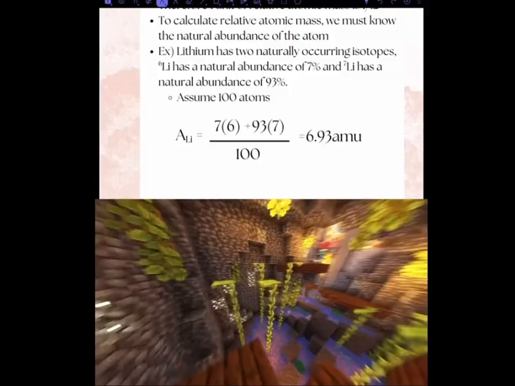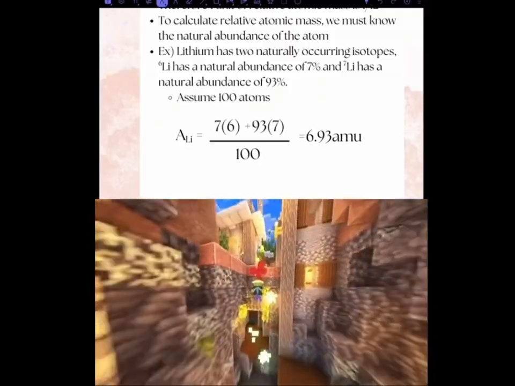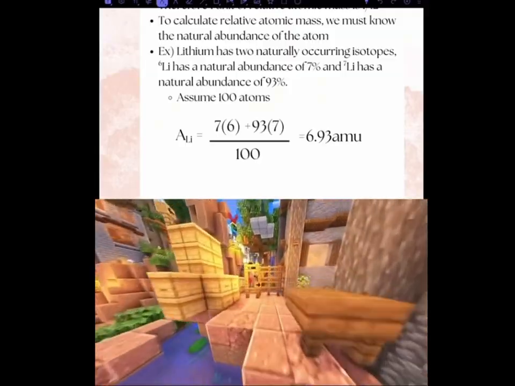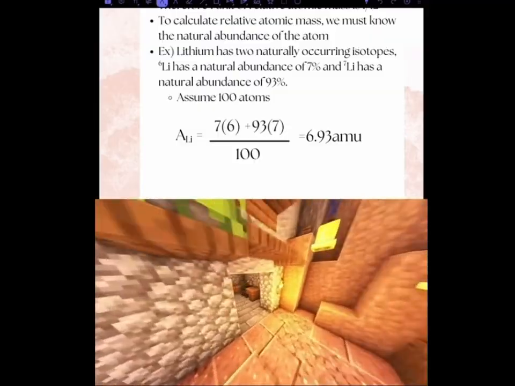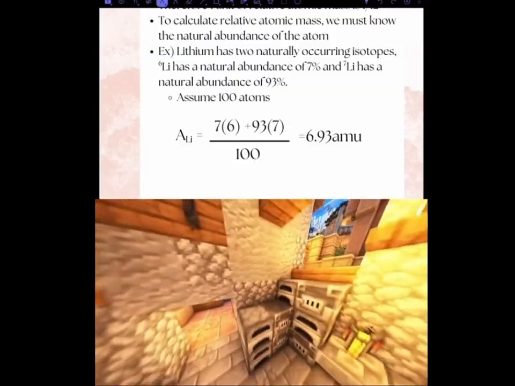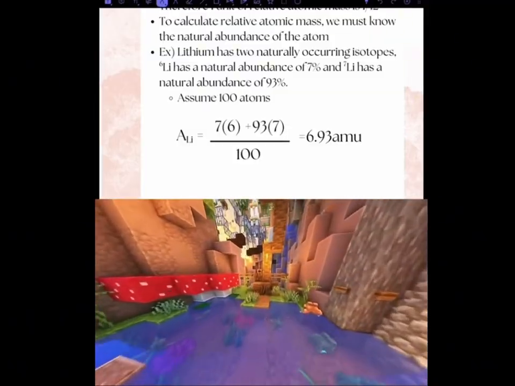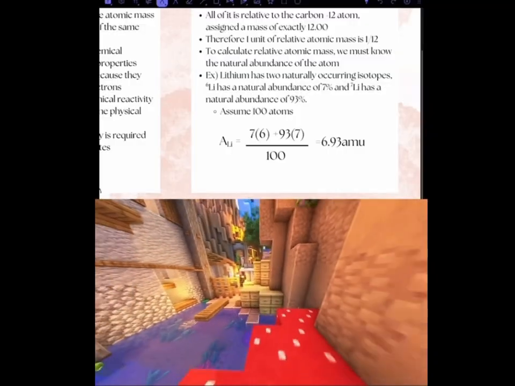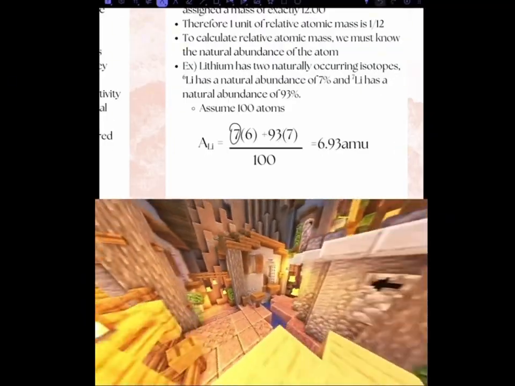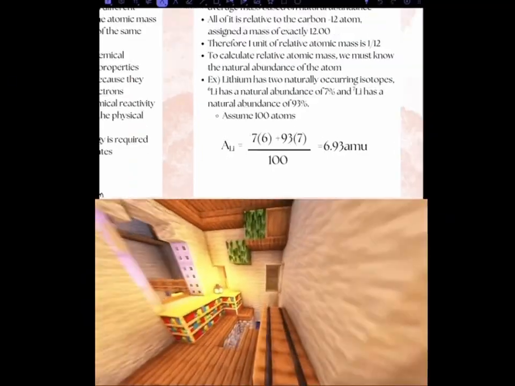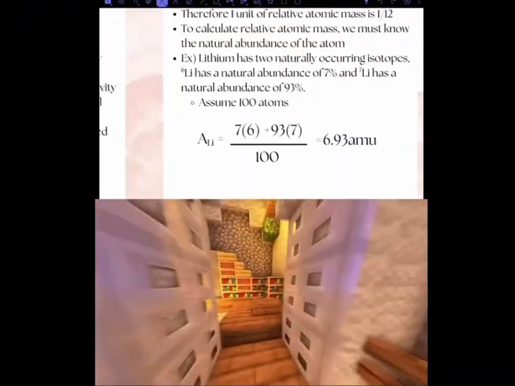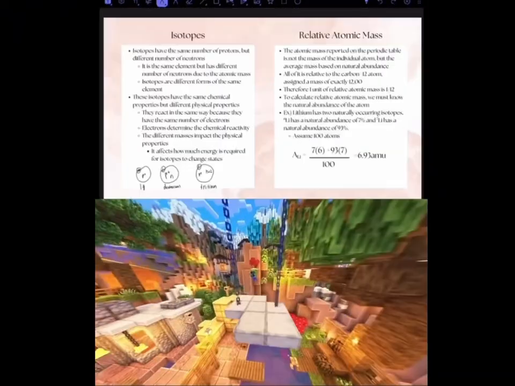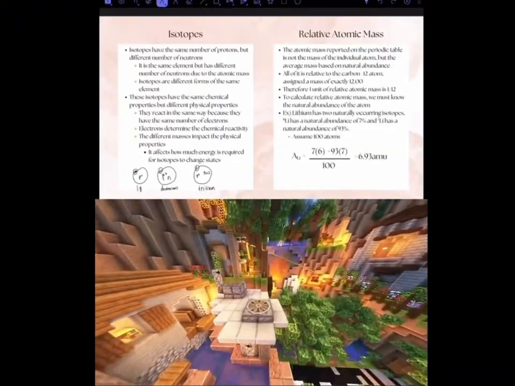This is like in math how you would usually do an average as well: the total amount of numbers divided by the total amount. As you can see here, 93 plus 7 is equal to 100. So yeah, and then you would have 6.93 atomic mass units.